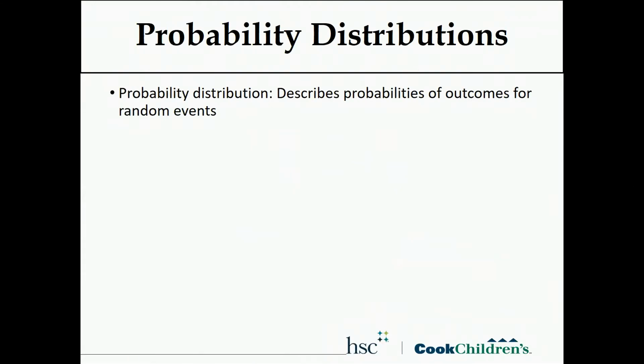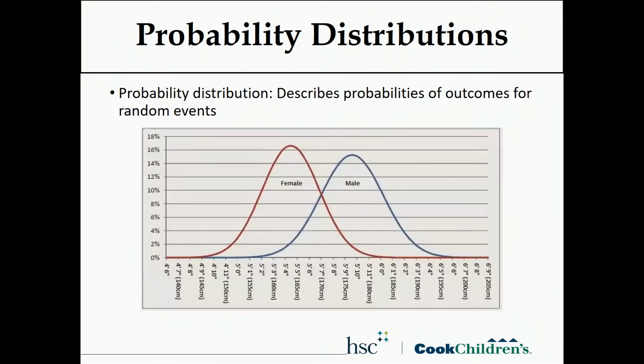So probability distributions are going to be really important for this discussion. It describes the probability of outcomes for random events. So for example, for this chart, you've got two probability distributions, one for females and one for males. The random event is that, for example, on the left chart, a female gets her height measured. The outcome is that specific height, and the probability is on the y-axis. So, for example, for an outcome of being 5'4" for a female, the probability is about 17%.